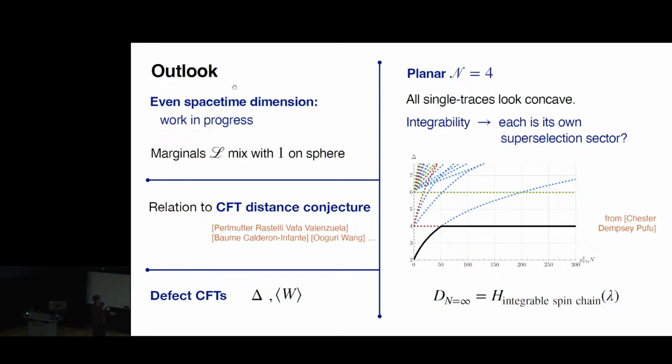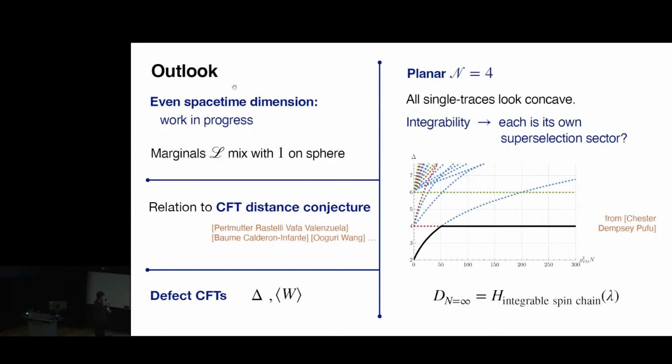In particular, it would be very interesting to understand the case of planar N=4, where something even more amazing happens. There it's not just the lightest unprotected operator that's concave, but actually, as I showed you, all of them look concave as functions of lambda, all the single traces. So it's almost as if what's happening there is integrability says that each state is in its own superselection sector. It has its own quantum numbers. So it's sort of related to level crossing. You're able to apply this argument to all of them without just landing on the lightest one.